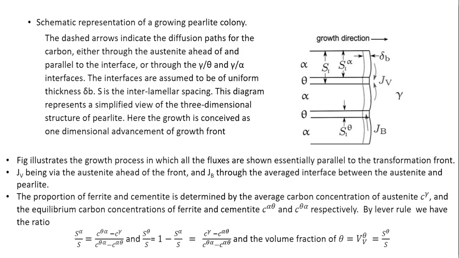Similarly, S theta by S is 1 minus S alpha by S. So consequently, we can work it out as this being equal to C gamma minus C alpha theta by C theta alpha minus C alpha theta. And the volume fraction of theta is equal to S theta by S.